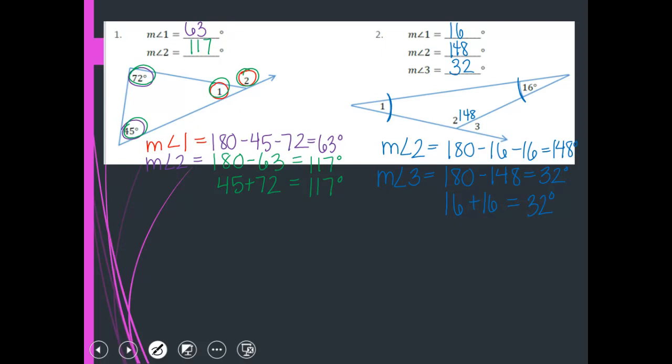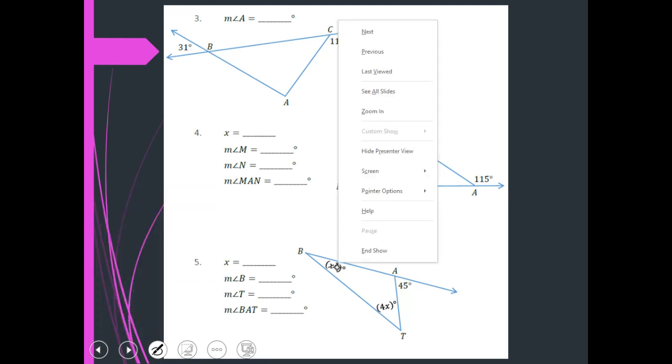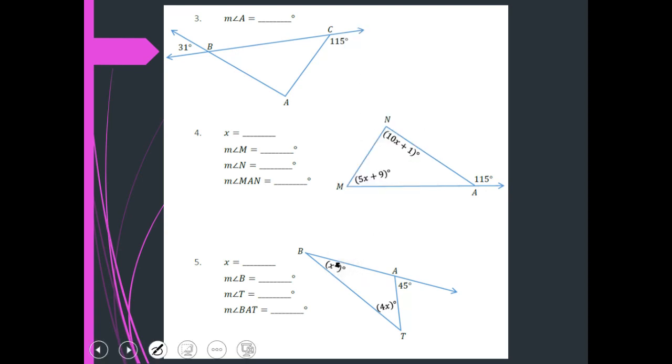All right, so let's go to the next problems. And I want y'all real quick to look at number 5. It says x squared. Go ahead and cross out that little squared part because we're not going to deal with x squared. We're only going to deal with x's. I want us to do number 4 together, and then numbers 3 and 5, you can check your answers after. So let's do number 4 together first.